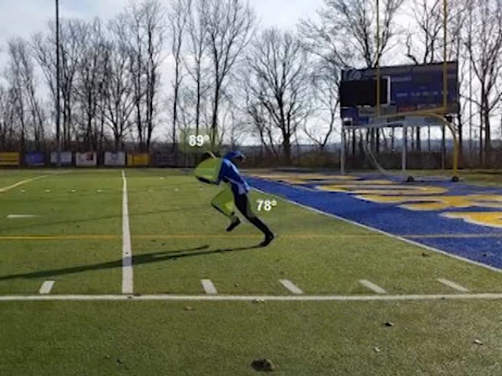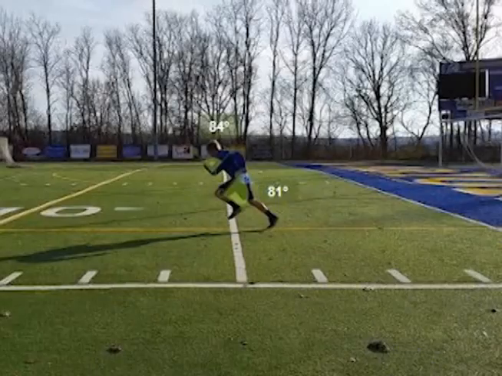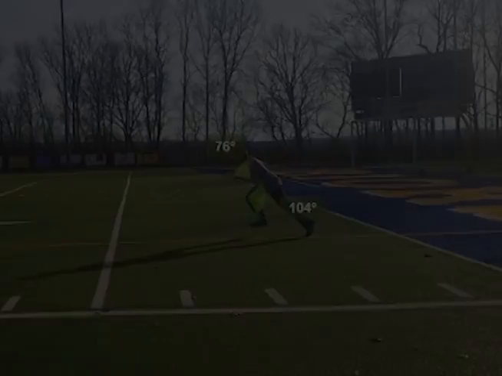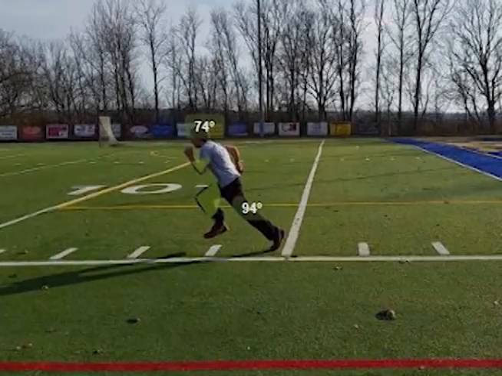Summary of the runs. The angle of the arm during the run, ranking from best to worst form, is Connor with an 89-degree angle, then Danny with an 84-degree angle, then Nick with a 76-degree angle, and then Colin with a 74-degree angle.